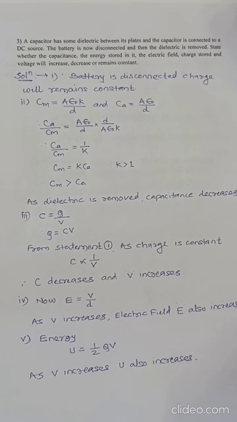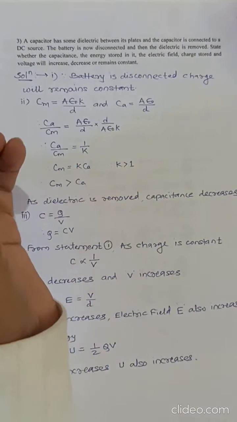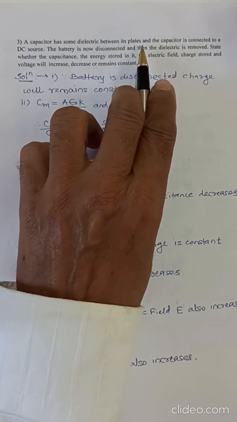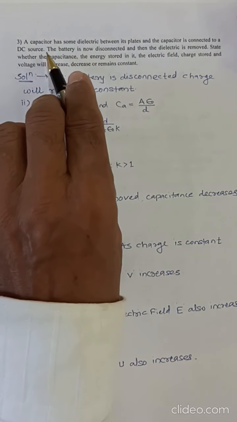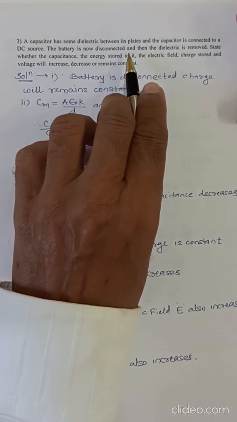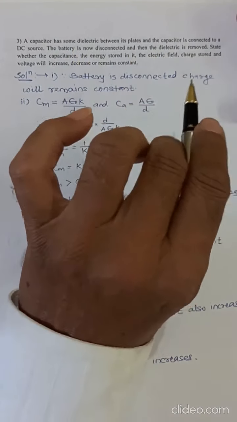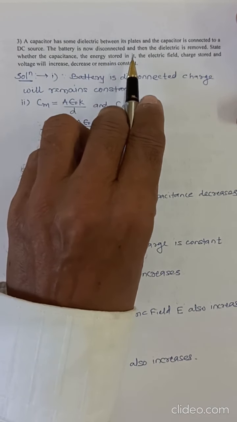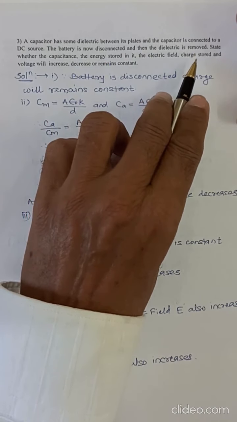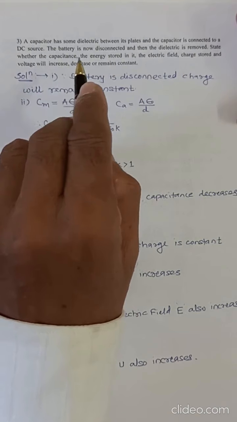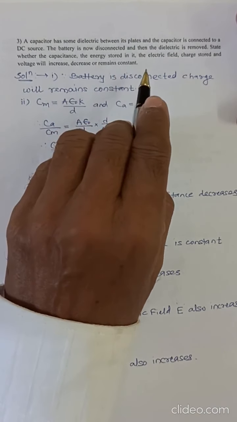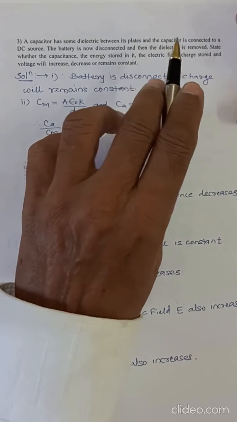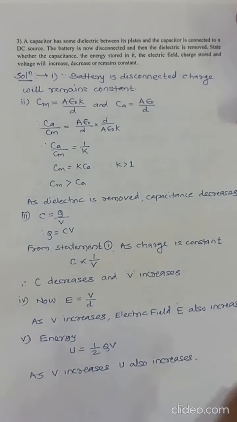Now, the third numerical. A capacitor has some dielectric between its plates, and the capacitor is connected to a DC source. The battery is now disconnected, and then the dielectric is removed. State whether the capacitance, the energy stored in it, the electric field, charge stored, and voltage will increase, decrease, or remain constant. So what will happen if the battery is disconnected and the dielectric is removed from the capacitor?